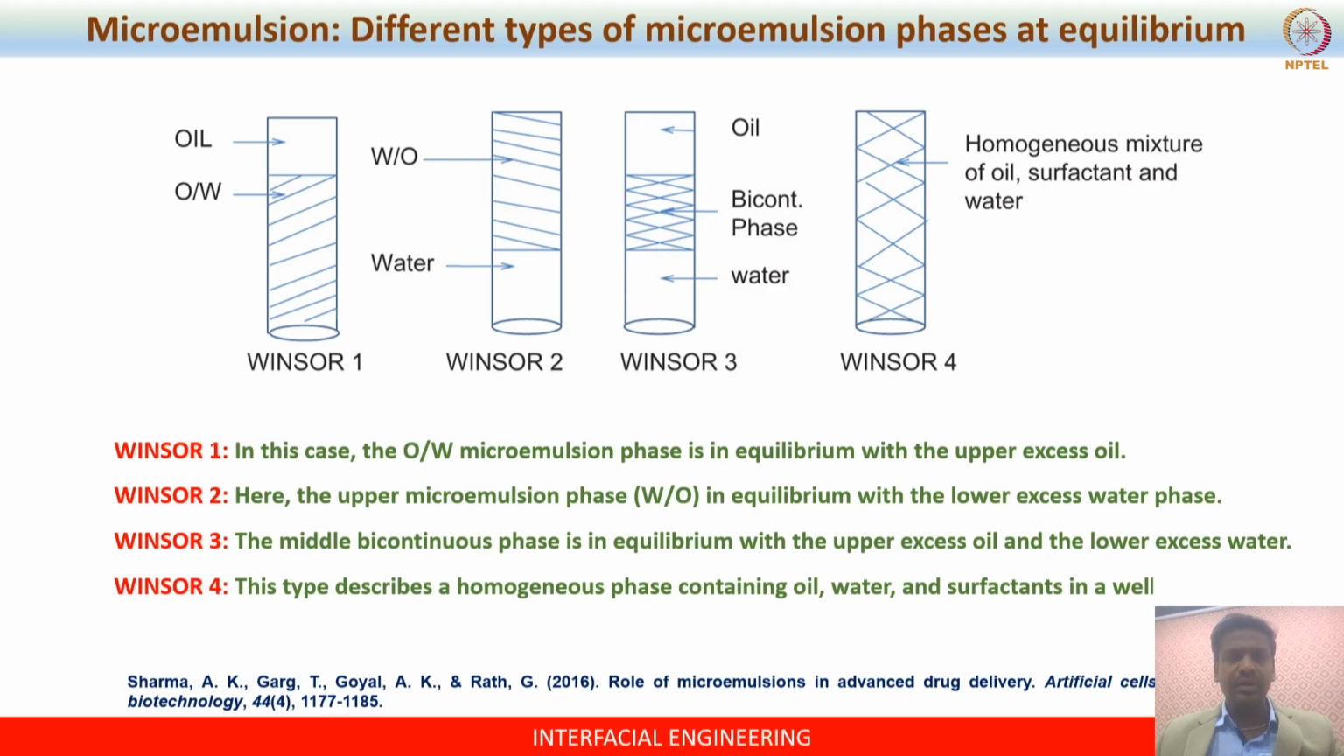So here in this section we will look at different types of microemulsion phases at equilibrium. In the context of microemulsion, Winsor has classified four types of microemulsion phases. Okay, let's say Winsor one phase. So let's say you employ surfactant, co-surfactant, and microemulsion.